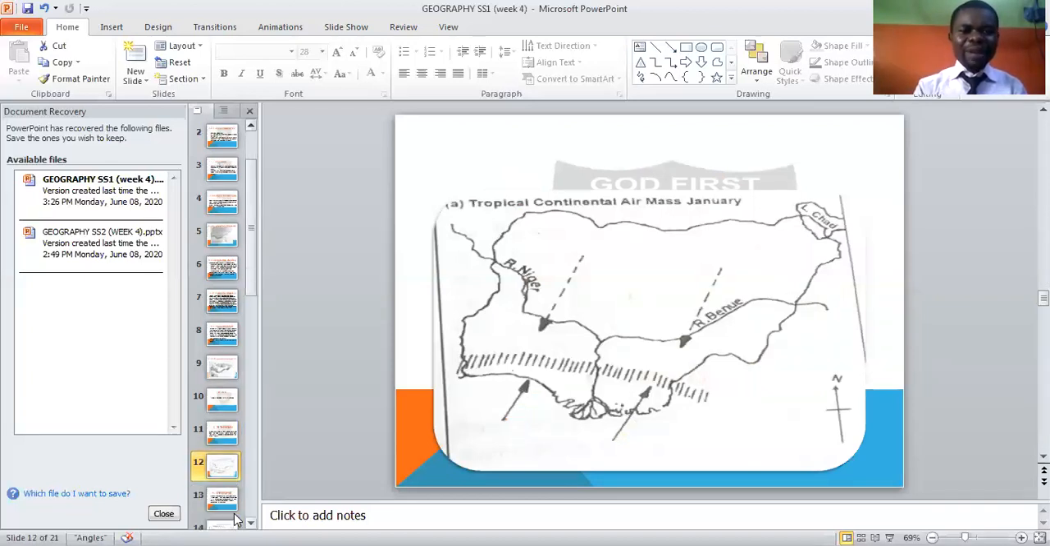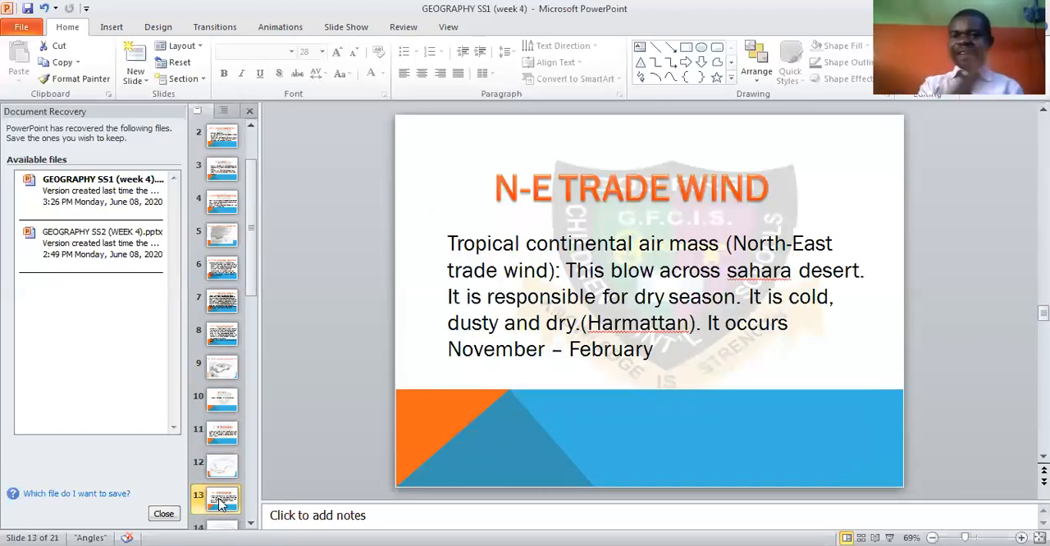Then we have another one, northeast trade wind. That's the second, northeast trade wind. N and E, north and east. Northeast trade wind is also called tropical continental air mass. This one blows across the Sahara Desert. From the Sahara Desert, it brings about cold, dust, harmattan.